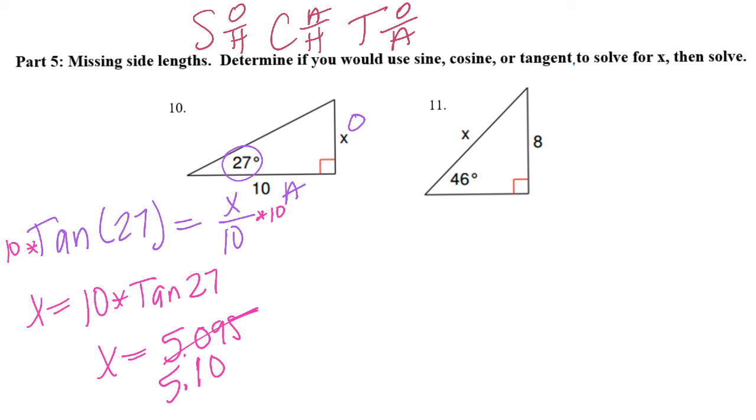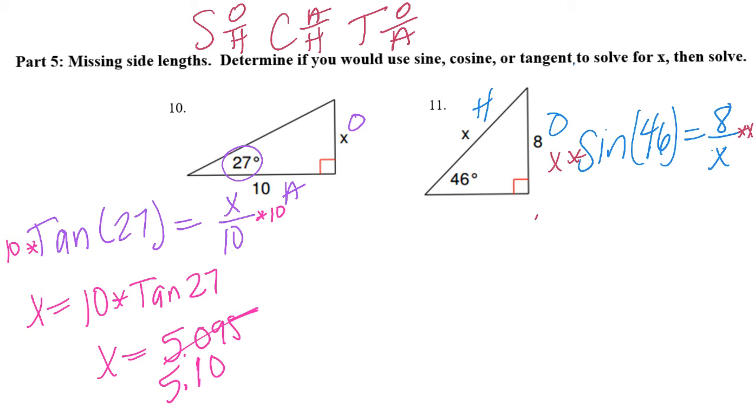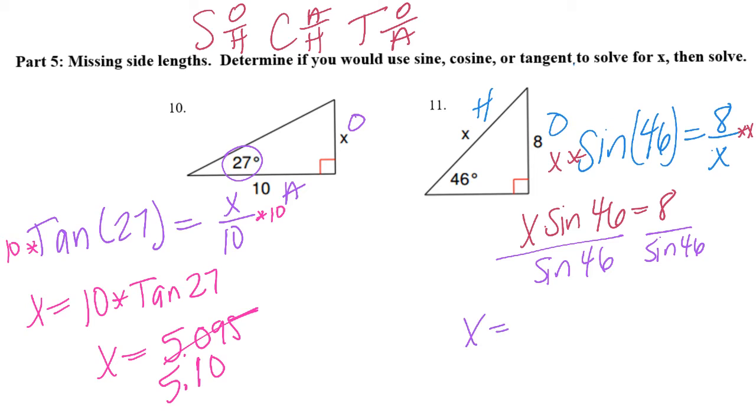All right, number 11, we need to identify what we have. We have the opposite and the hypotenuse. So we're going to use sine. So sine of 46 equals opposite, which is 8, over hypotenuse, which is x. So then to solve, we times both sides by x. So then we have x sine of 46 equals 8. So now to solve this, we divide by sine of 46 on both sides. So x is going to equal whatever 8 divided by sine of 46 is.